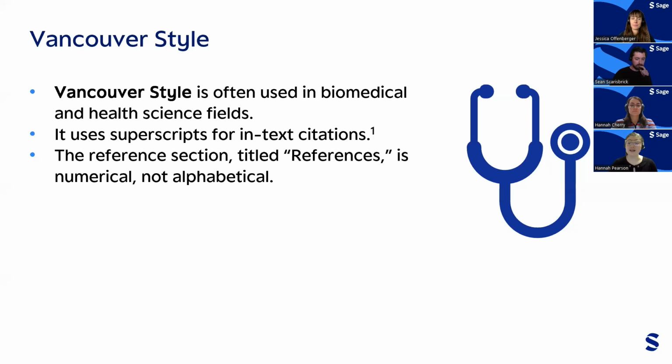Next, let's take a quick look at Vancouver style. Vancouver style is often used in biomedical and health science fields. Unlike APA and Harvard, Vancouver style uses superscripts for in-text citations. You can see an example of a superscript in the second bullet point of this slide. It's the little number 1 hovering after the period. These numerical superscripts correspond with a reference entry in the reference list. And since these references are cited in the order in which they appear, the reference list is in numerical order rather than alphabetical order. This reference section should also be called references.